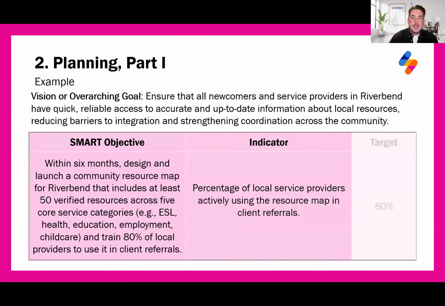And then an indicator for that, like we said, would be the percentage of local service providers actively using the resource map in client referrals. And the target that we identified was 80%. 80% of those local service providers would be trained on how to use that resource map and will be able to use it to perform referrals. We'll put in the chat a guide to SMART objectives so that you can adapt this to your own context and to your own mapping efforts as well.